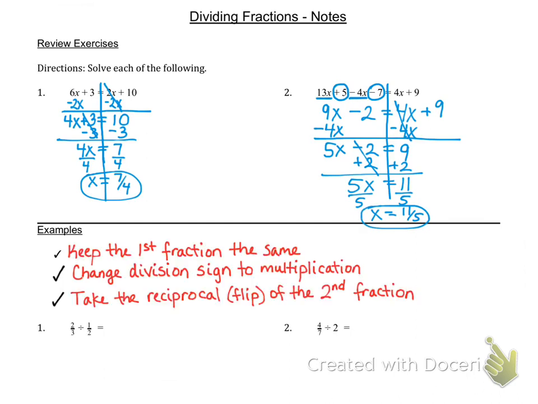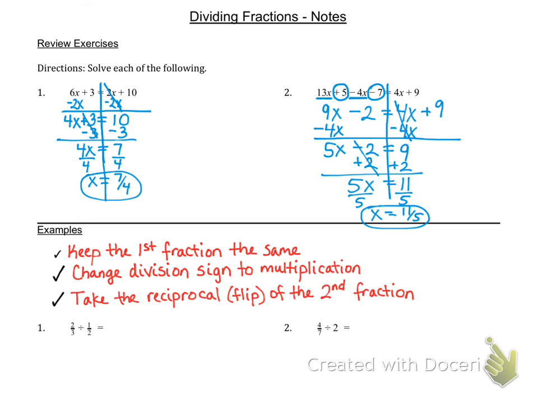Now let's talk about dividing fractions. So first thing that you're going to do is you're going to keep the first fraction exactly the same. The second thing is you're going to change the division sign to multiplication. And then the third step is you're going to take the reciprocal of the second fraction. And what reciprocal means is to flip the fraction.